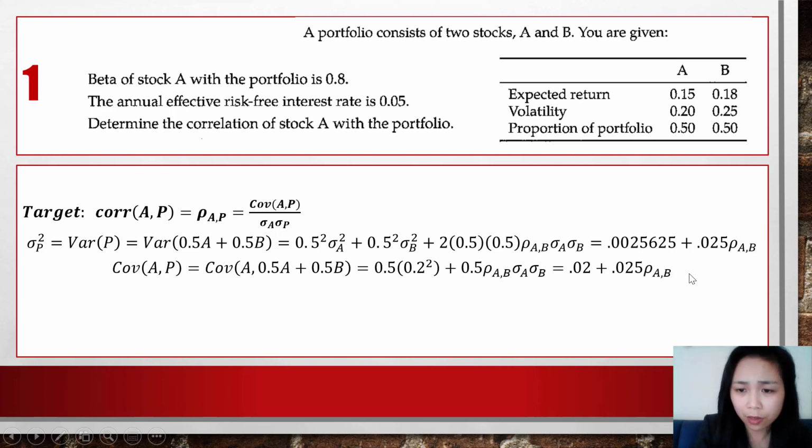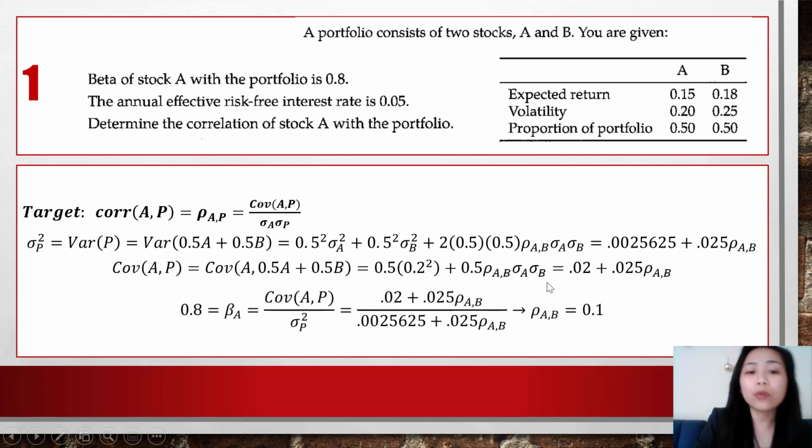You can stop my video if you cannot catch up. You can stop my video anywhere and try to derive these formulas on your own. These are basic formulas of covariance and correlation coefficient. Now we got beta A. Since rho AB is not given, we have to find it, right?